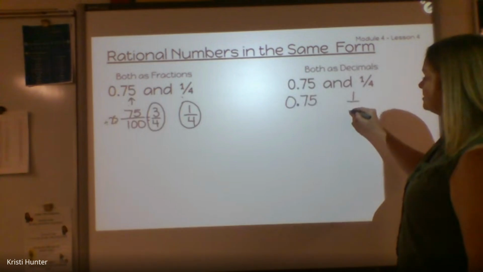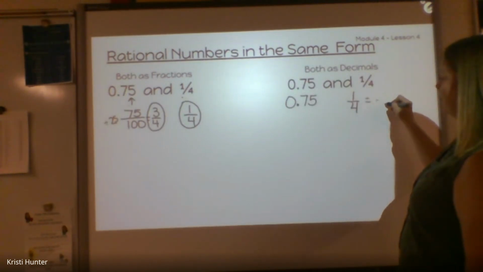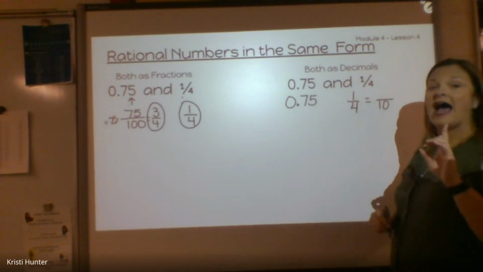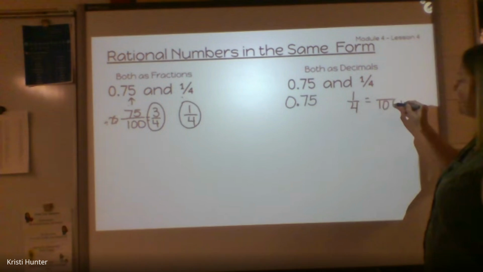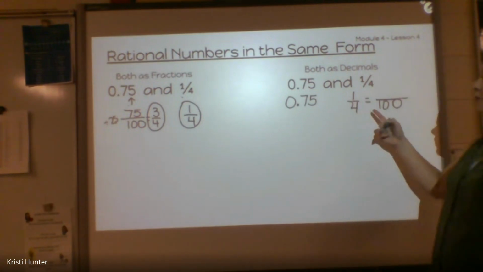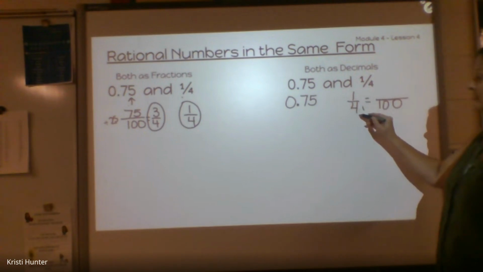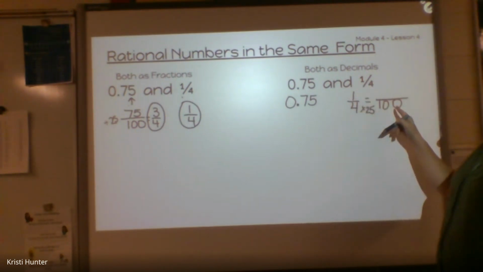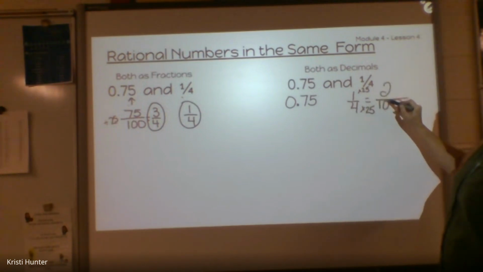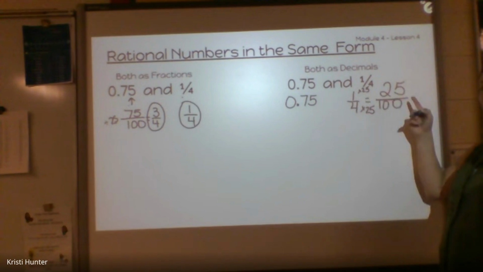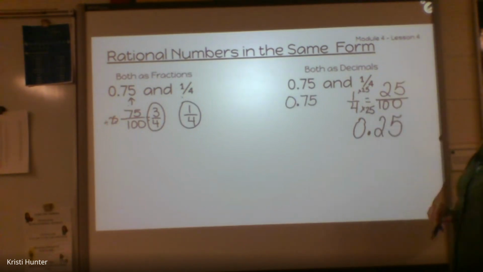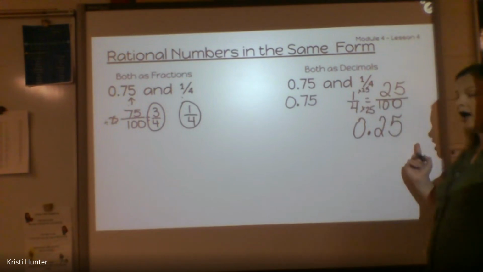Well, I don't know how to get a 4 to become a 10 on bottom, because 4 will not go into 10. However, I can make 4 into 100. To make 4 into 100, let's see, that would be 4 times 25 equals 100. So if I do the same thing to the top, 1 times 25 is just 25, which means 25 hundredths, or written as a decimal, it looks like this, 25 hundredths.